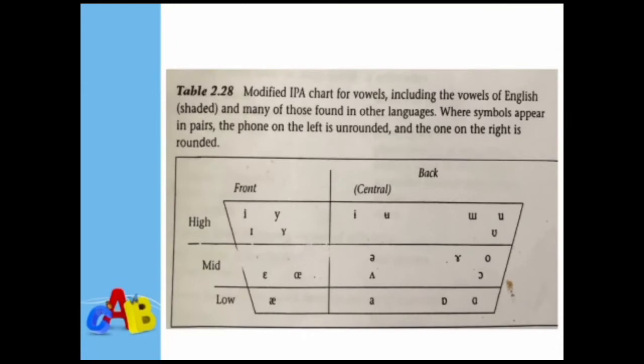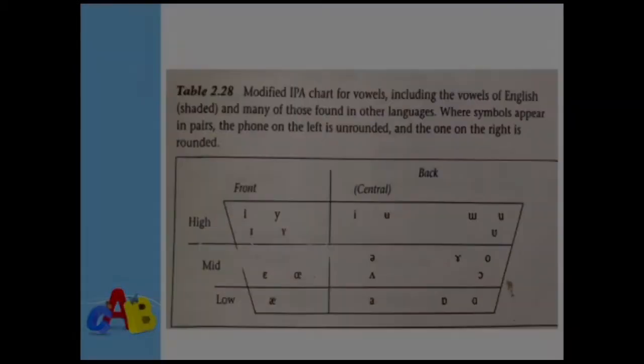In Table 2.28, there is a modified IPA chart for vowels, including the vowels of English and many of those found in other languages. Where symbols appear in pairs, the symbol on the left is unrounded, and the one on the right is rounded.